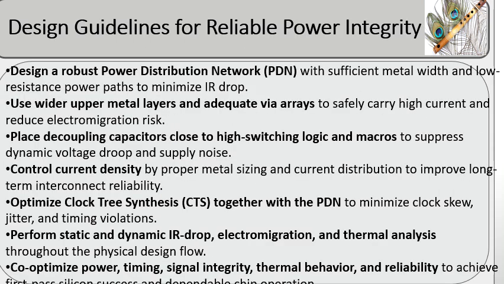Summarizing, reliable power integrity begins with a robust power distribution network that delivers a stable supply across the entire chip. Wider metal layers, sufficient power straps, and adequate via arrays reduce resistance and safely carry large currents. Decoupling capacitors placed near switching logic minimize voltage droop and supply noise. Current density must be carefully controlled to prevent electromigration and ensure long-term reliability.